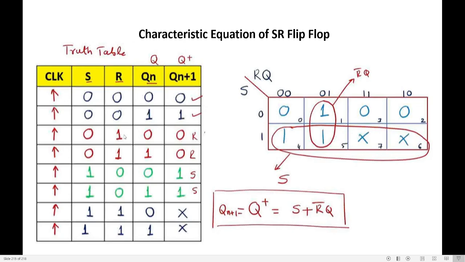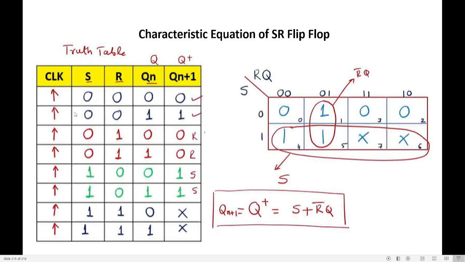When R is 1, reset is 1, the circuit gets reset. So output will be zero. When reset is 1, whatever be the value of S or Qn, the output will be 0. The circuit will get reset. When S is 1, set is 1, the output will be 1. When set and reset both are 1, you will not get any valid output. So you call it as invalid output.